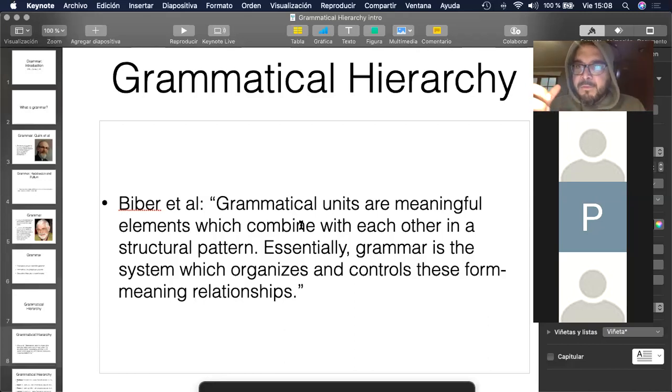Form, meaning. Therefore, grammar has to do with the form, how to structure, but also a little bit at least with the sense of meaning, how we're going to create a reference in our head or how to communicate. So that would be grammar for Biber, I would say. And I think this is a very good definition as well.